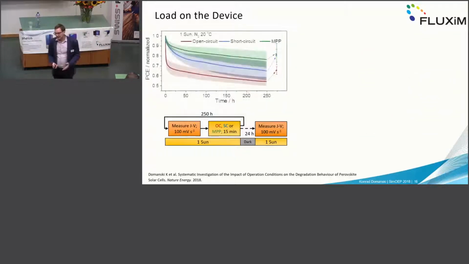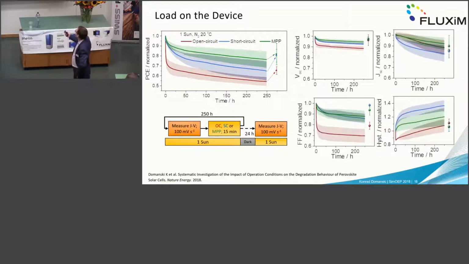And what we found out is that at MPP, the devices actually degrade the least, and they also recover the most. At short circuit, they degraded a bit more, but they also recovered almost as much performance. But when we kept the device at open circuit, surprisingly, it degraded the most and recovered the least. So this is a little bit contrary to what one would think, because there is no current flowing inside the device. But then we compared also the other JV parameters to understand a little bit better.